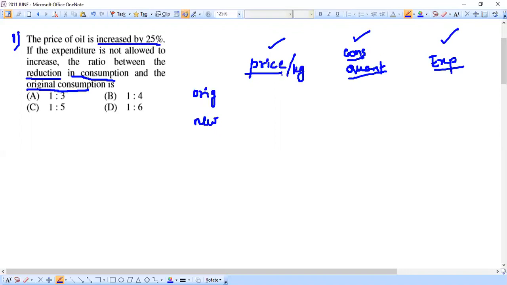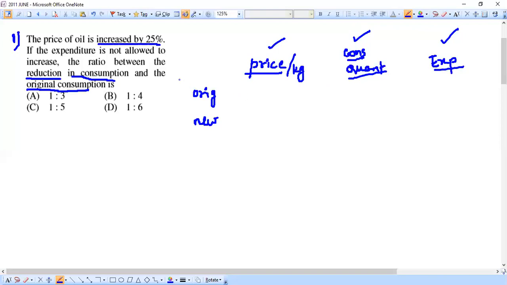Now you may wonder, what is the relation between these three quantities: this price, this quantity, and expenditure? It's so simple. Price per kg is the price of 1 kg of oil, and quantity is nothing but how many kgs we purchase. Expenditure is the amount we are spending. So if I want to find out how much amount to spend to purchase the oil, very simple: price per kg, we just multiply with the quantity. If we multiply the first two values, price into quantity, we can very easily get the expenditure. Right? Fine, let's start now.